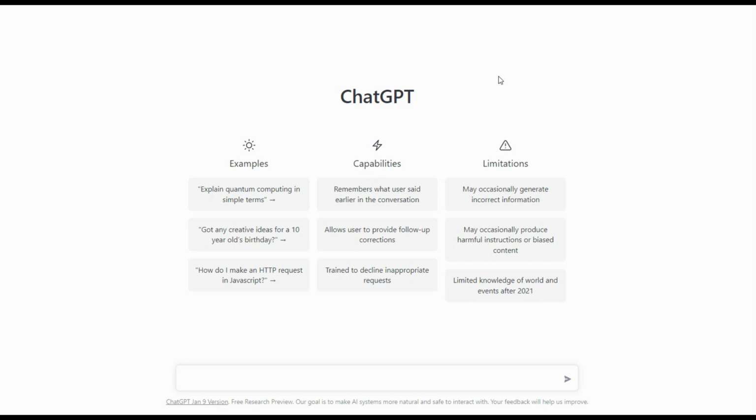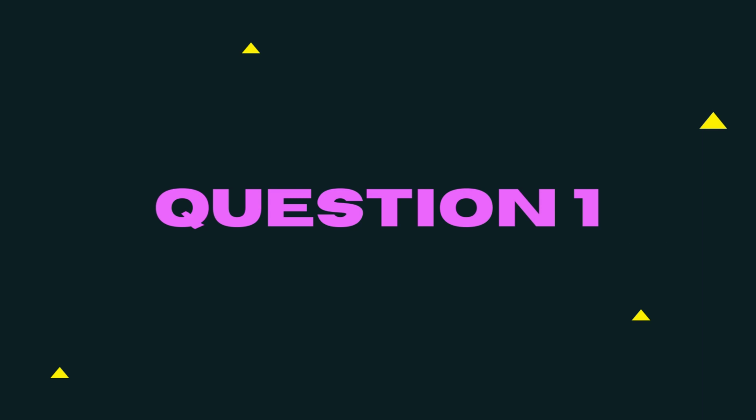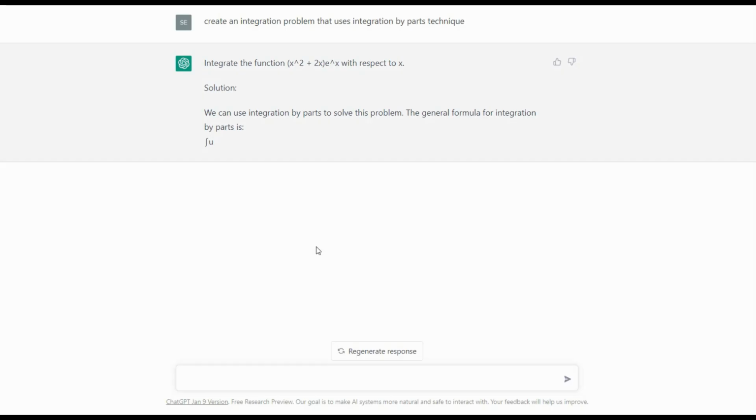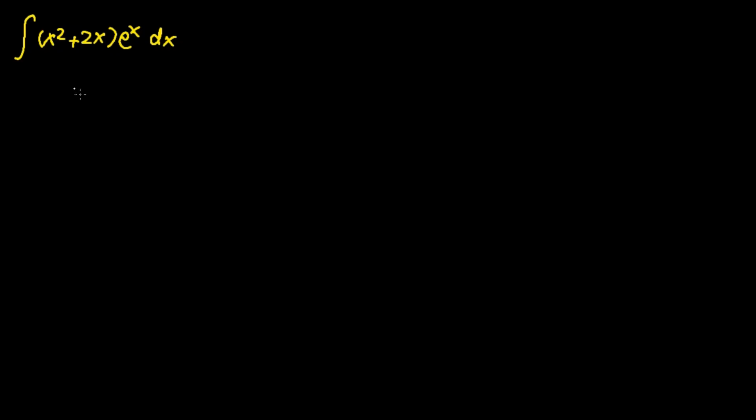The first question ChatGPT asked me to solve is to find the integration of x squared plus 2x e to the power x with respect to x. So let's just try to see if we are able to solve this problem. ChatGPT asked me to solve the first problem, which is to find the integration of x squared plus 2x e to the power x dx.